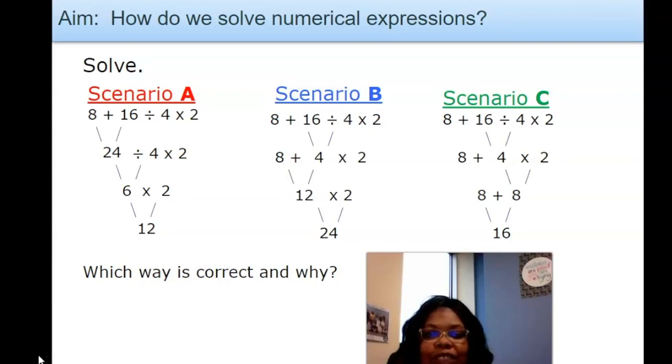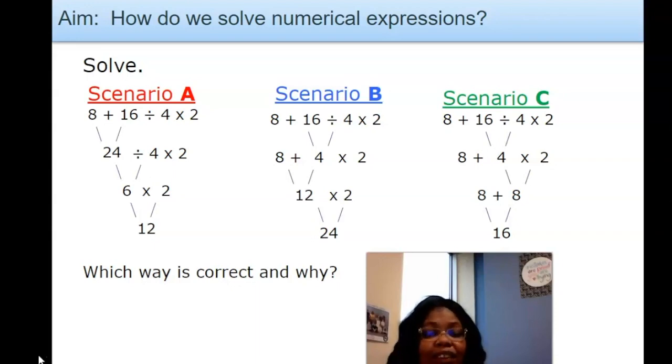Hi guys, we're going to be talking about the order of operations today. So we're going to talk about how we solve numerical expressions. Just like when you follow a recipe, there's a certain order in math that you have to solve different equations in. So let's look at our three scenarios, A, B, and C.